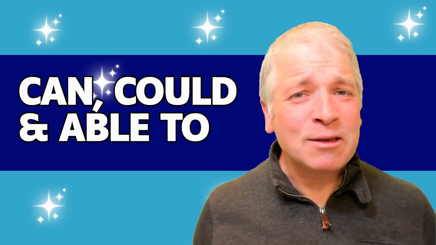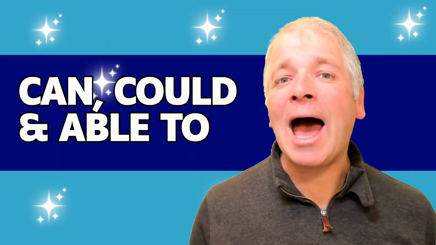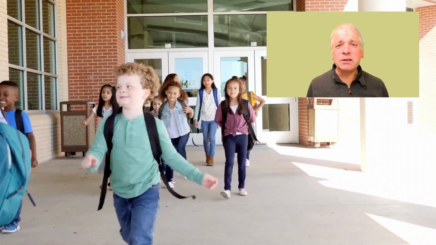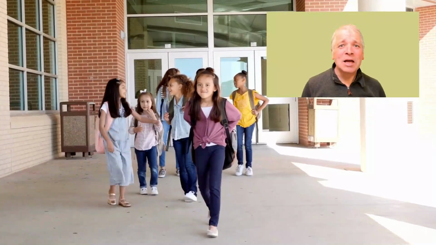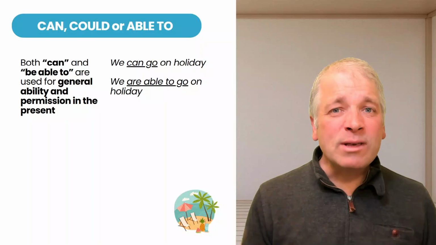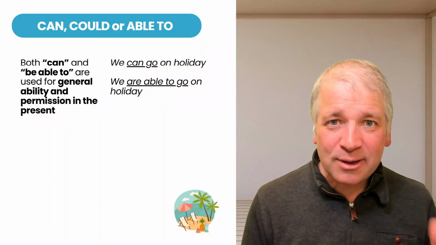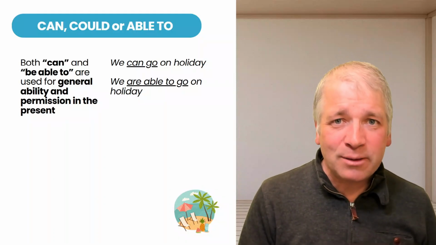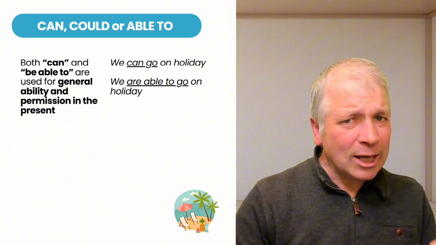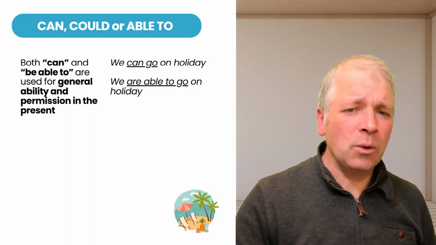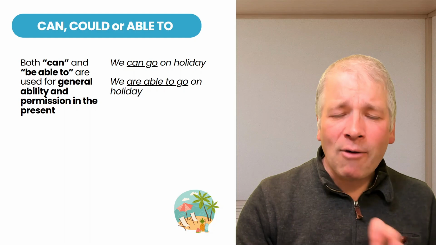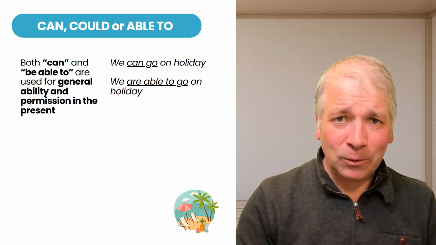One difficulty is choosing between can, could, and able to. Let's find out how to choose. It's the end of the school year, so the students are saying to each other, we can go on holiday. We saw earlier in this lesson that we can use can for present ability and permission when it's general. We can go on holiday. We can also say we are able to go on holiday. Able to after the verb to be. Are able to comes from be able to.